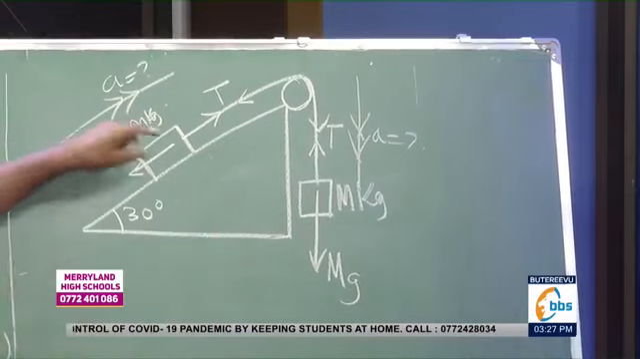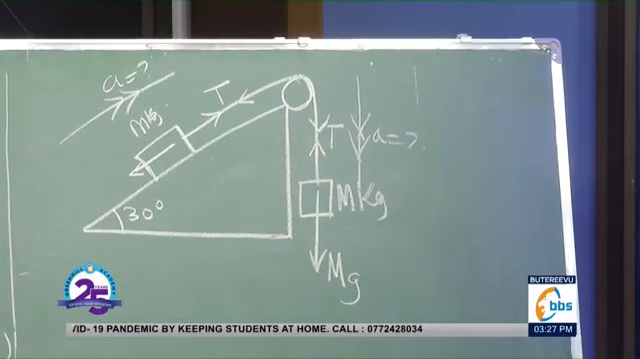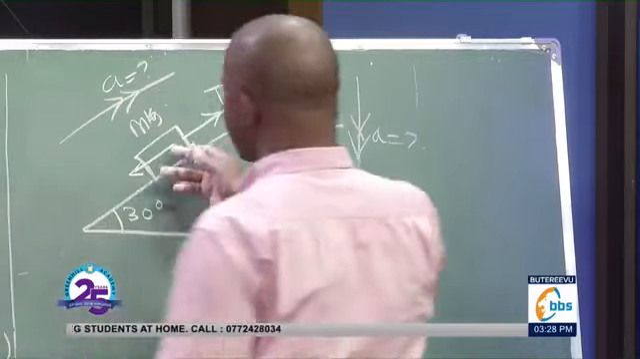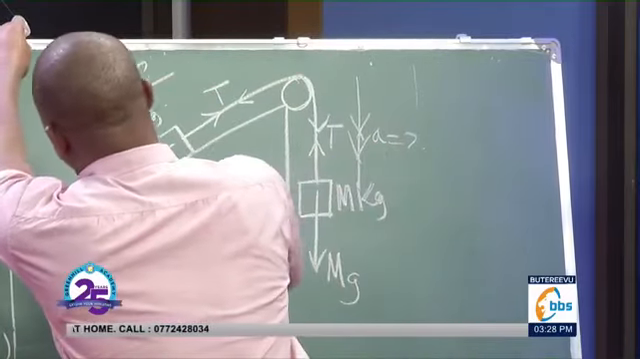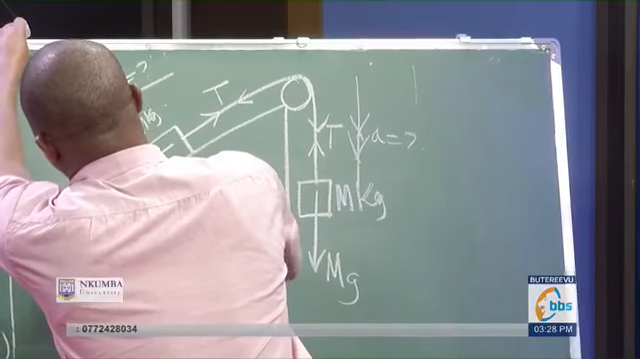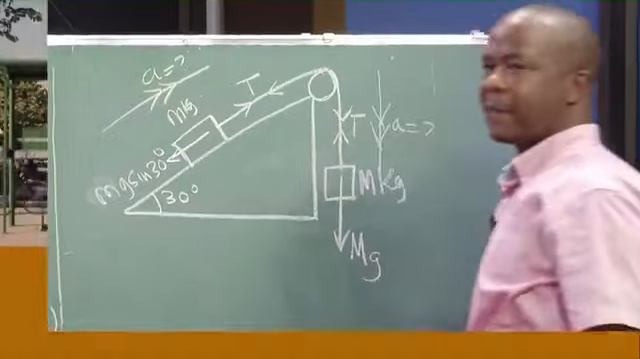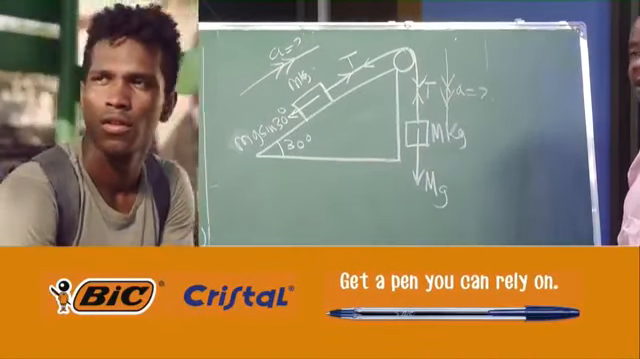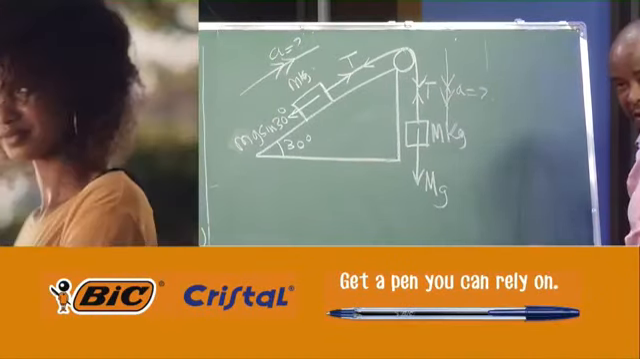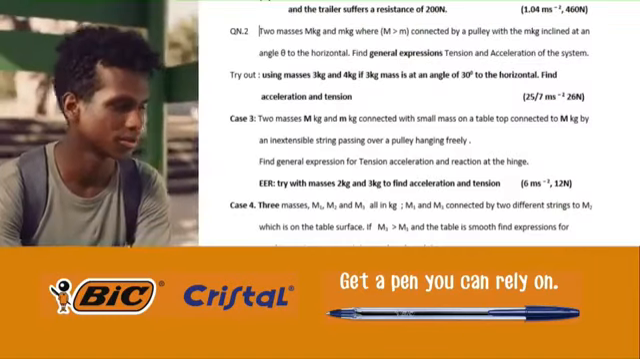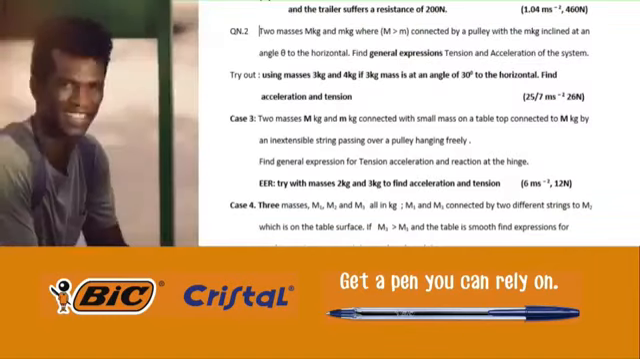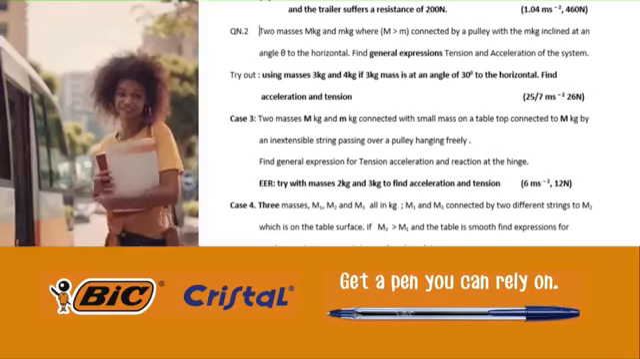Since the small mass will move along the plane, then it implies that we will get the downward component, which I expect you still remember, mg sine of, this time I'll put 30 degrees. And our intention here is to get the general expression for tension and acceleration for this system. And later there is a number that you're expected to try out, as you can see, the bolded number.